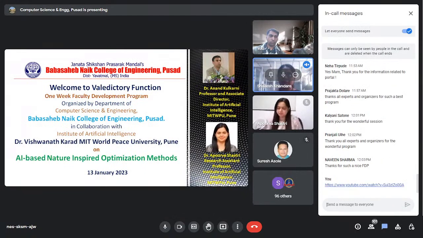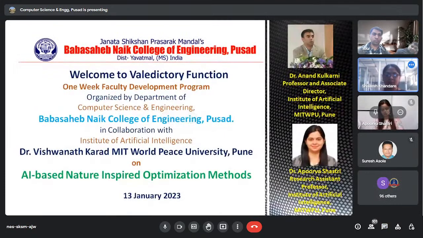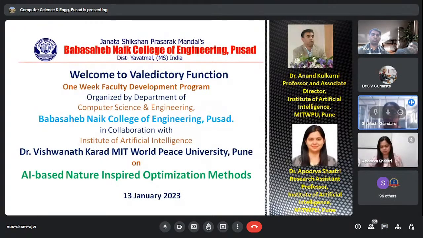on AI-based nature-inspired optimization method during 9 January to 14 January 2023, organized by JIT Nagpur and Babasaheb Naik College of Engineering, Pusat, in collaboration with Institute of Artificial Intelligence, Dr. Vishwanath Karad, MIT World Peace University, Pune. I request our resource persons, Dr. Anand Kulkarni sir and Apurva Shastri ma'am, to accept the seat of chief guest for today's function. Please, ma'am. Please, sir.